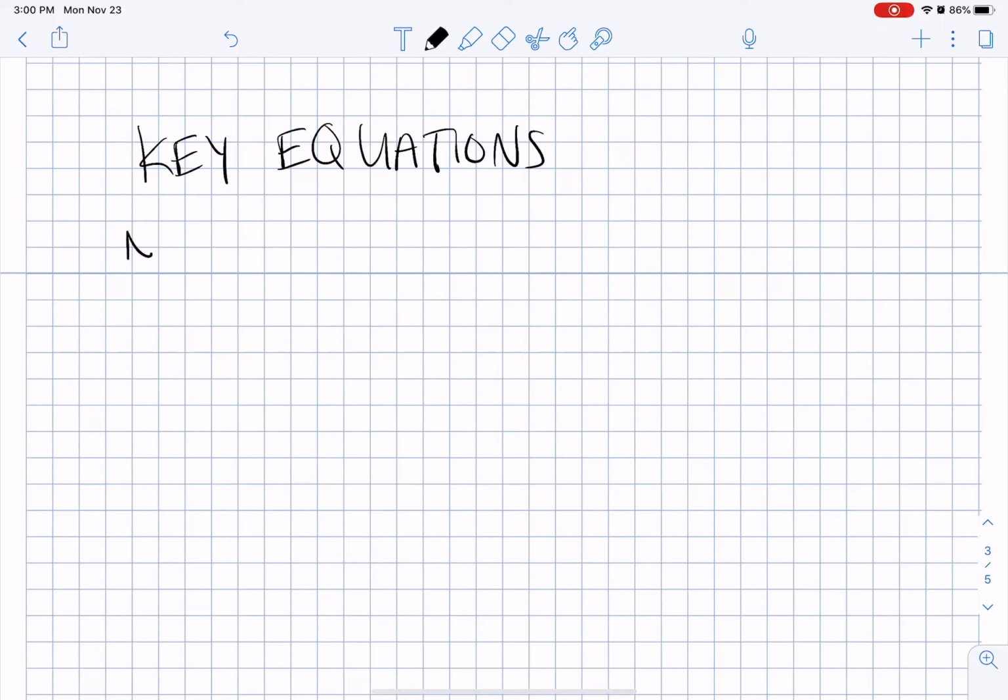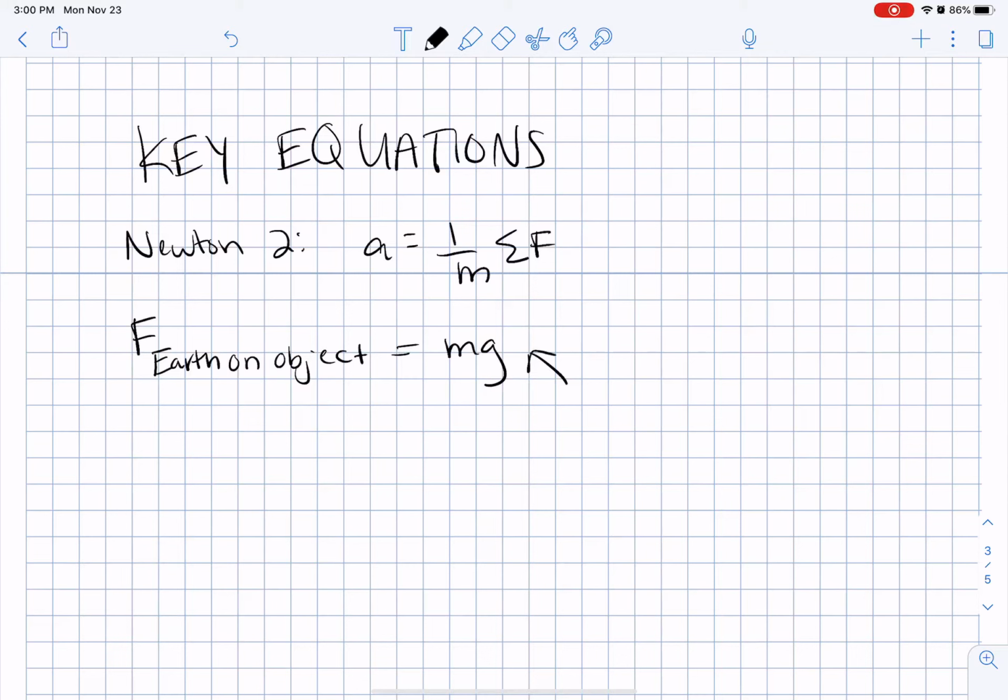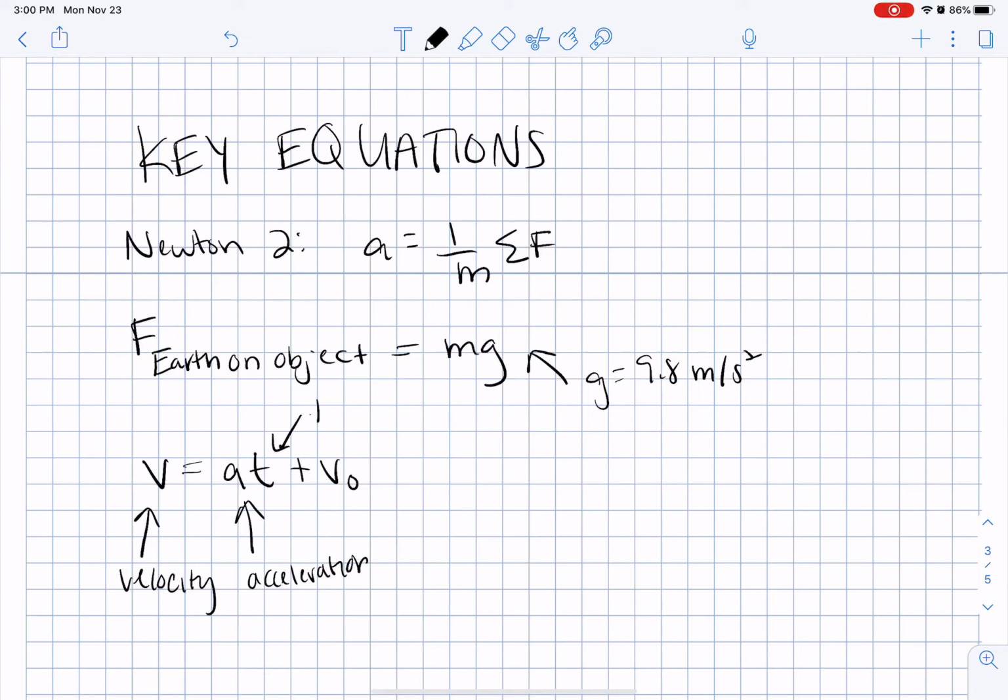Our Newton's second law, which says acceleration is 1 over the mass times the sum of the forces. The force the Earth exerts on an object, which is always mass times g, where g is 9.8 meters per second squared. And sometimes we need to use our kinematic equation, v equals at plus v naught, where v is velocity, a is acceleration, t is time, and v naught is starting velocity.